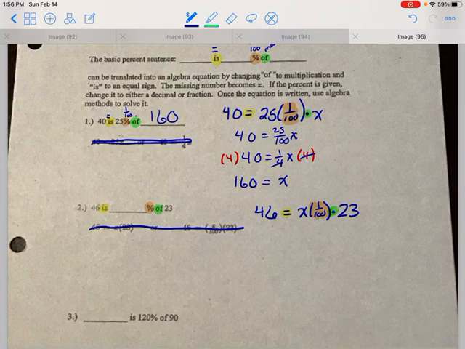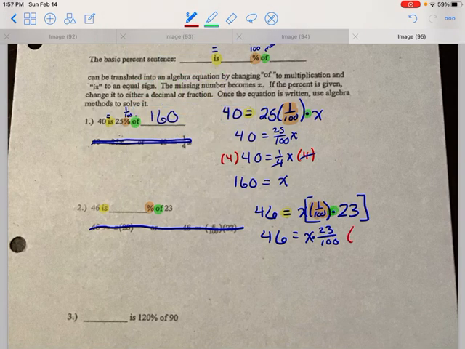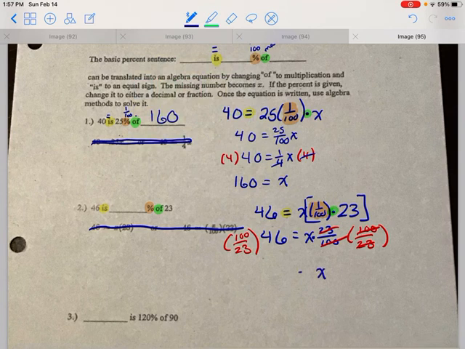All right, so if I clean this up, I'm going to use my associative property to put these together. So I'm going to leave the x out, and that's going to become 23 over 100. Now I want to try to get x by itself. If you remember back from your algebra days, you can multiply by the reciprocal, which is 100 over 23. Now the 100s and the 23s cancel, and you're just left with x.